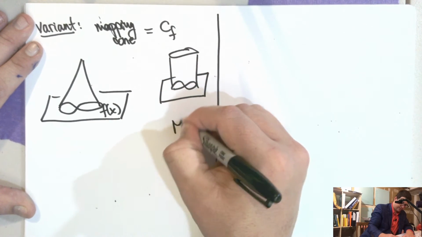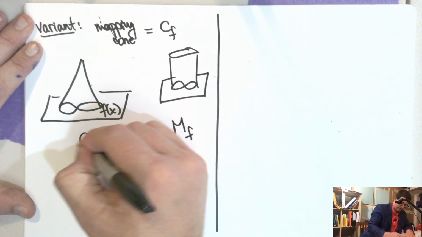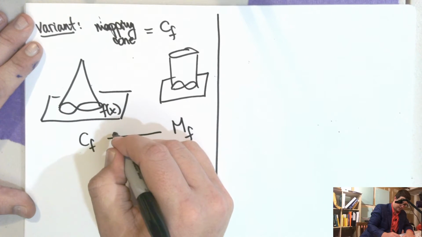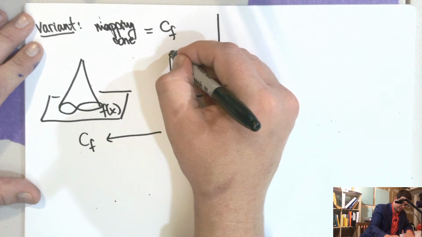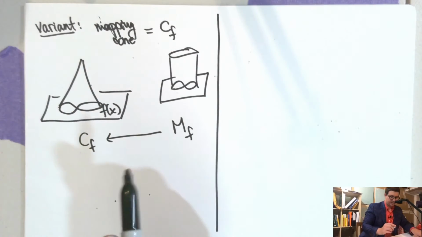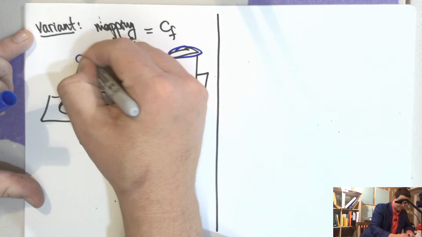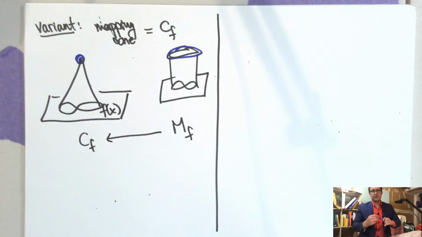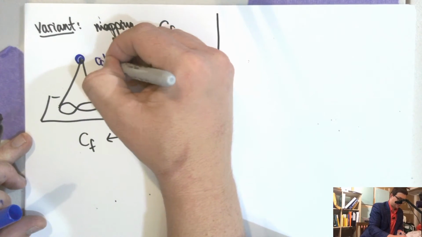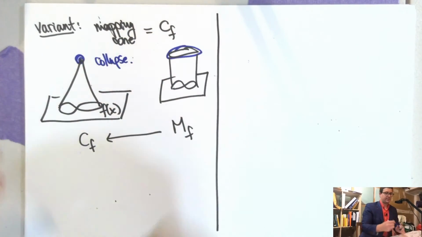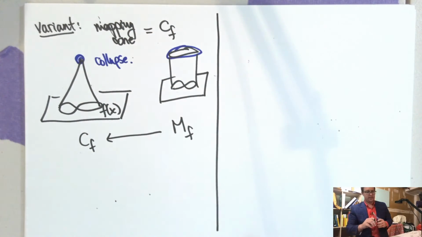So here's MF, here's CF, and there's a map like this, which takes this thing here, and this collapses it to a point, right? So it's a collapse. And we know how to collapse. We just mod out, we take a quotient. Okay?